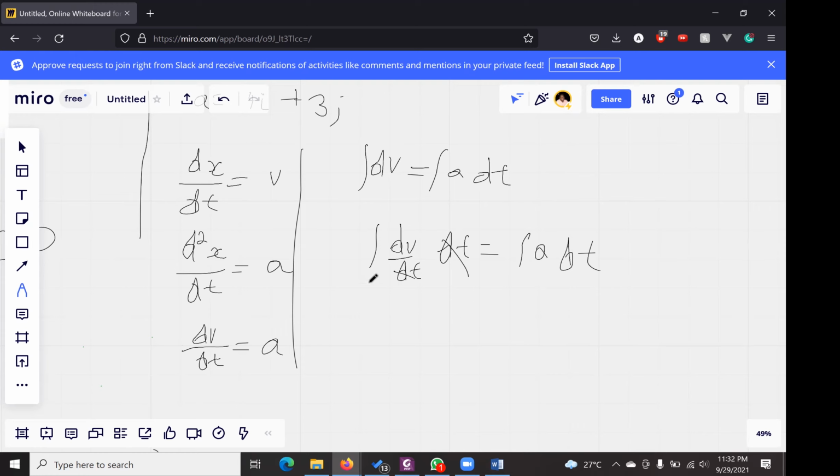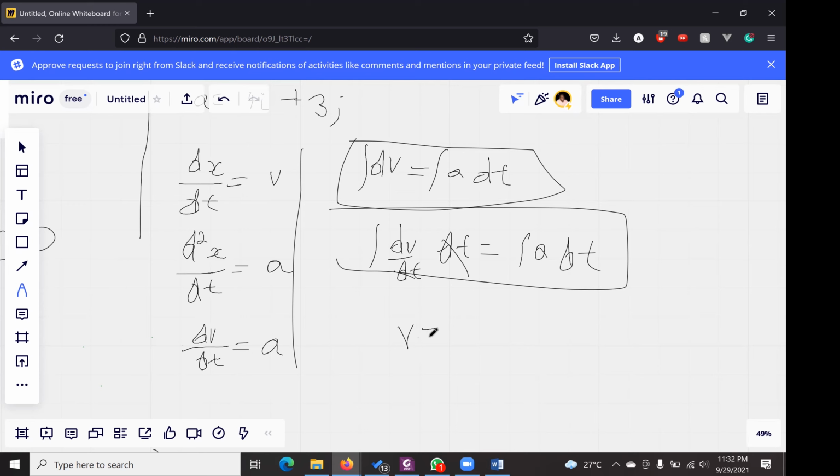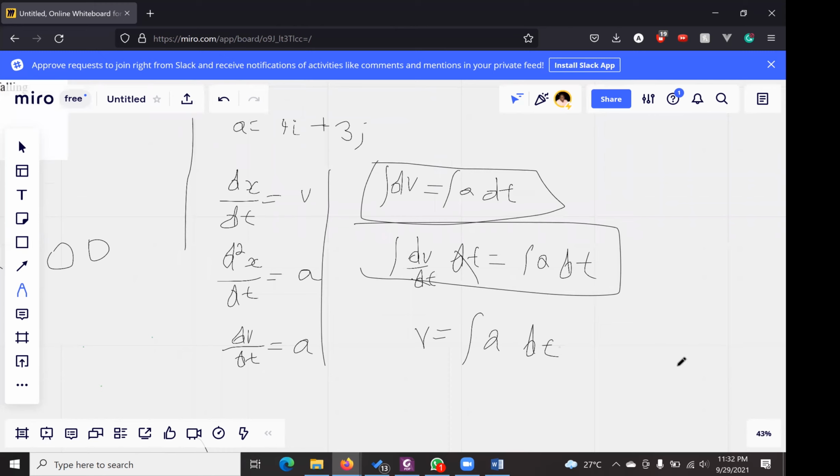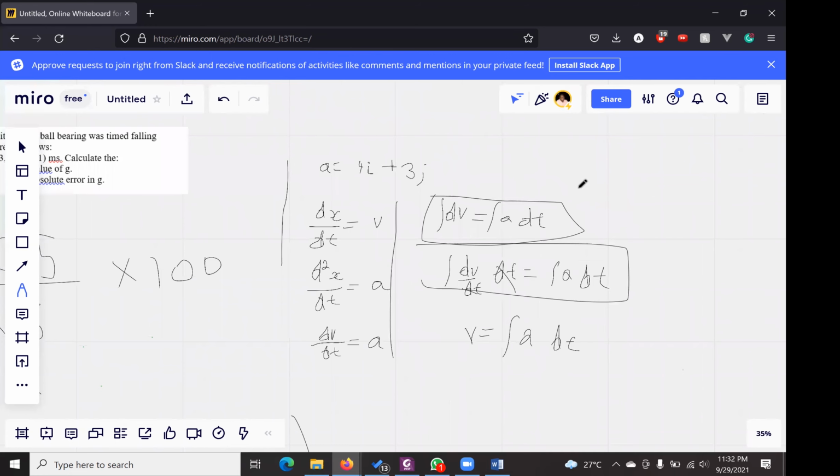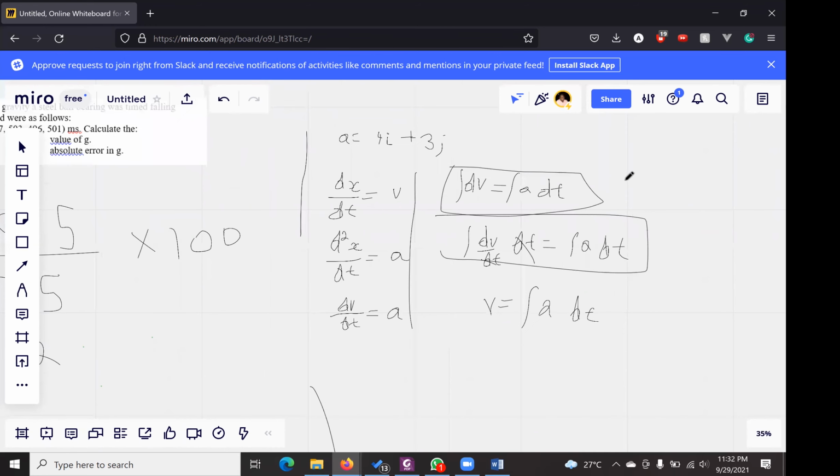So this is exactly what happens. When we integrate a differential, we're going to get our original value, which is v. And so we now end up with v equal to the integral of a dt, the integral of a with respect to t. Now, I'm sorry if my explanation is not as elaborate as you might have wanted. However, they expect you to move from this step to this, and you're supposed to just know that this happens.